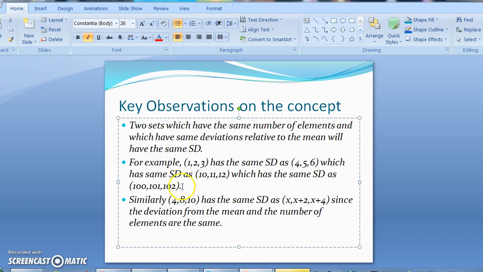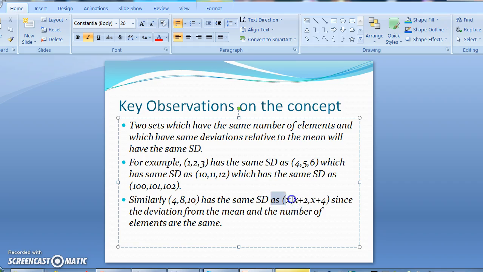which will also have the same SD as 100, 101, 102, and so on and so forth. As long as you have 3 terms and the deviations are going to be the same, the SD will remain the same. Similarly, 4, 8, 10 has the same SD as x, x plus 2, x plus 4. Why? Because if you notice here there are 3 terms, here also there are 3 terms. Here the deviations from the mean are, the mean is 8, right? If you add it all up and divide by 3, you get mean as 8. The deviation would be plus 2, minus 2 and 0.